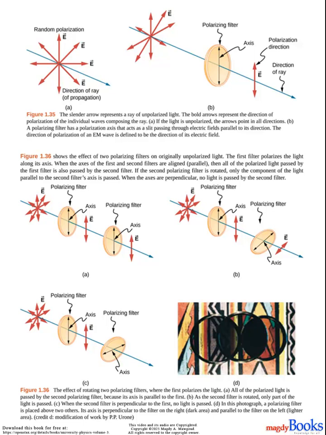Figure 1.36. The effect of rotating two polarizing filters, where the first polarizes the light. A. All of the polarized light is passed by the second polarizing filter, because its axis is parallel to the first. B. As the second filter is rotated, only part of the light is passed. C. When the second filter is perpendicular to the first, no light is passed. D. In this photograph, a polarizing filter is placed above two others. Its axis is perpendicular to the filter on the right, dark area, and parallel to the filter on the left, lighter area.